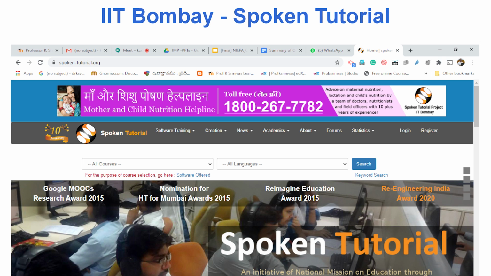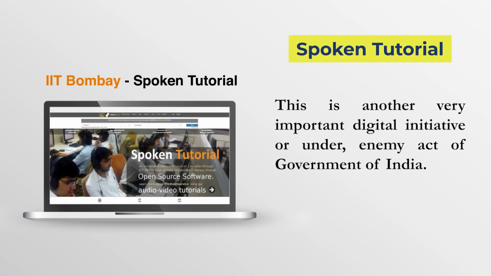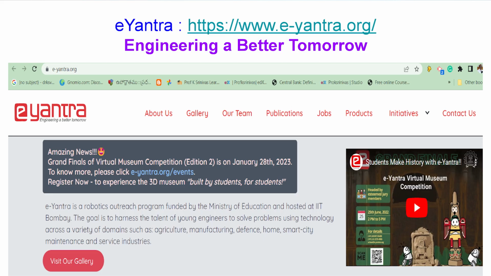Similarly, the IIT Bombay initiative called Spoken Tutorial, we have a huge collection of information and they have received so many awards and rewards. So much training is being imparted, and it's training which students can take at their own pace, space and time, and they are able to learn these things with much more comfort. So this is another very important digital initiative under NMEICT of the Government of India. The next important initiative, which is mostly used by engineering faculty, is e-Yantra.